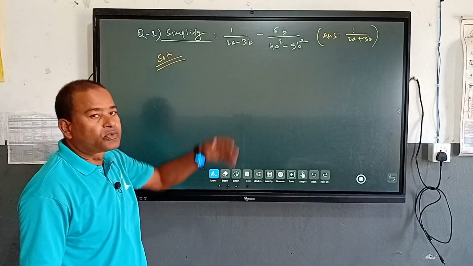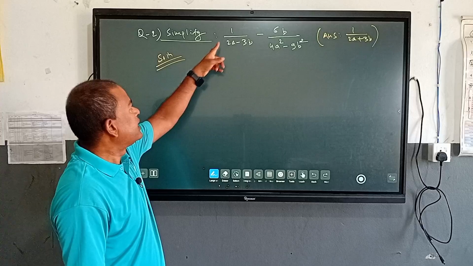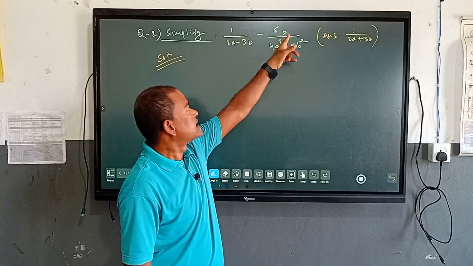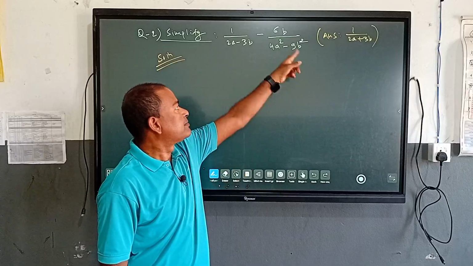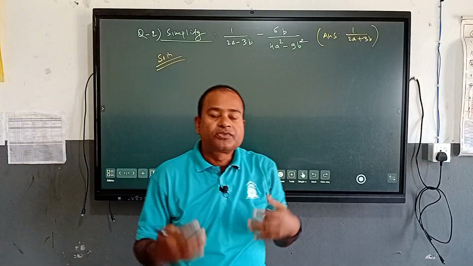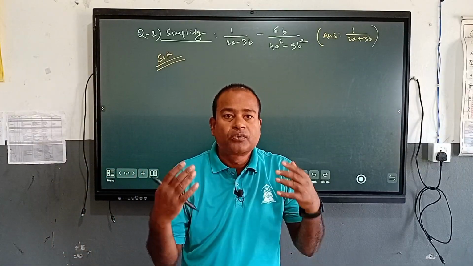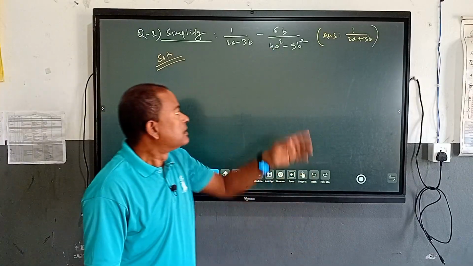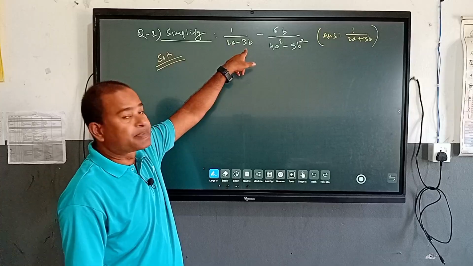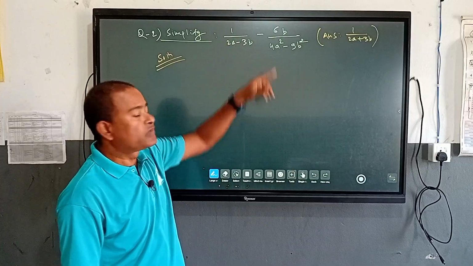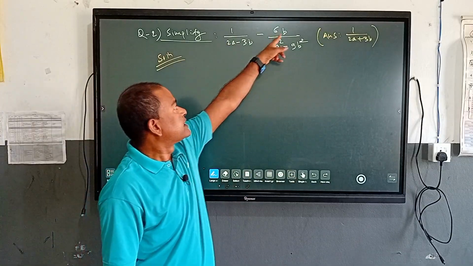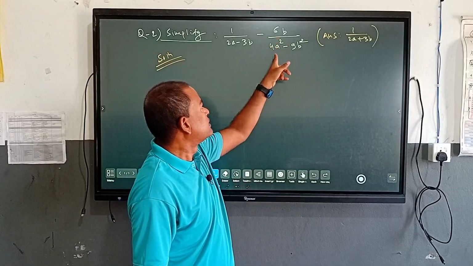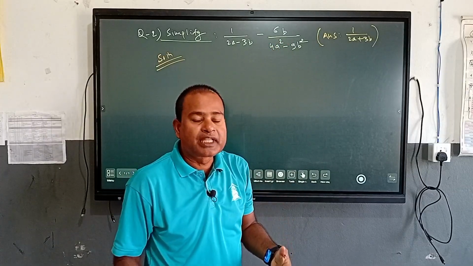Dear students, the question is: simplify 1 divided by 2a minus 3b minus 6b divided by 4a square minus 9b square. So dear students, in this question, we have to simplify a rational expression in which the first rational expression is 1 over 2a minus 3b and the second rational expression is 6b over 4a square minus 9b square.